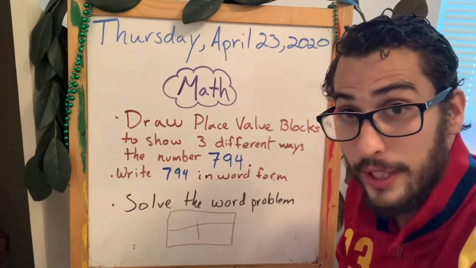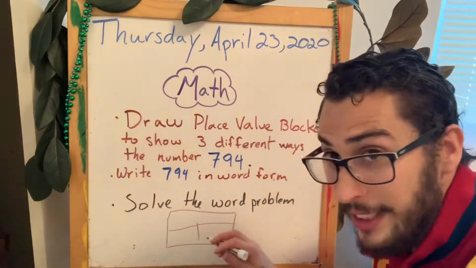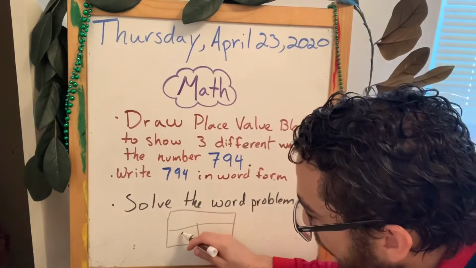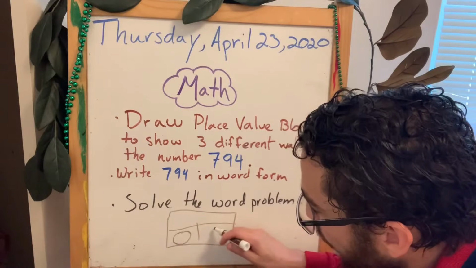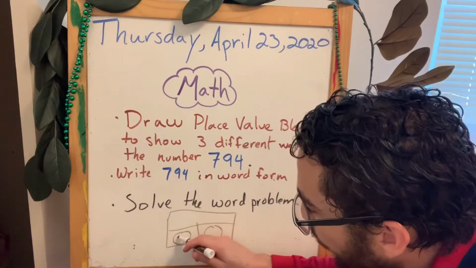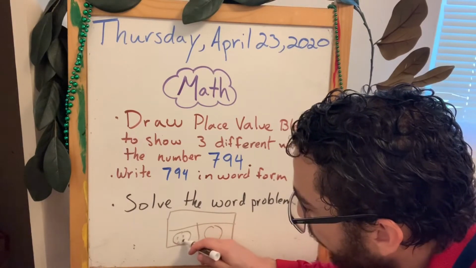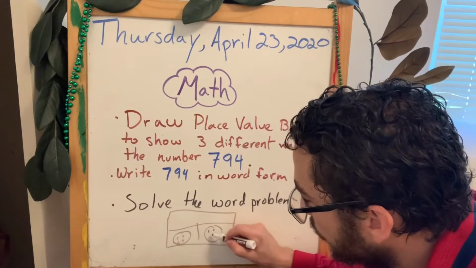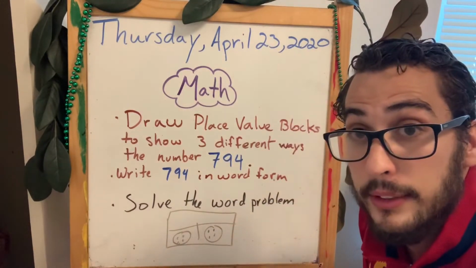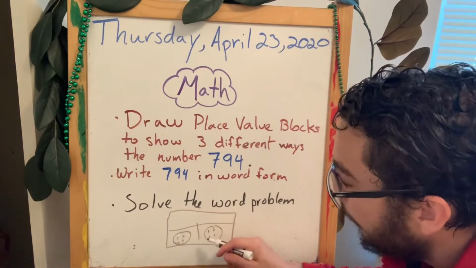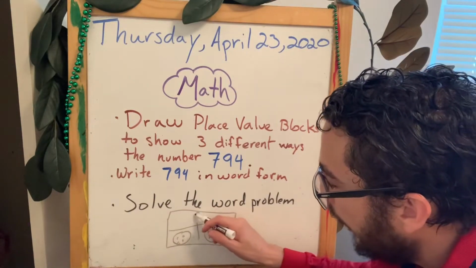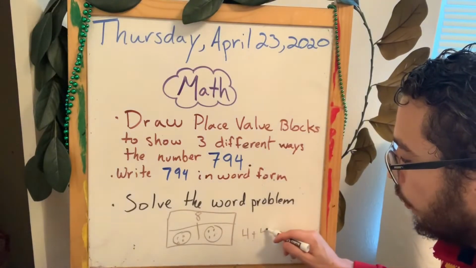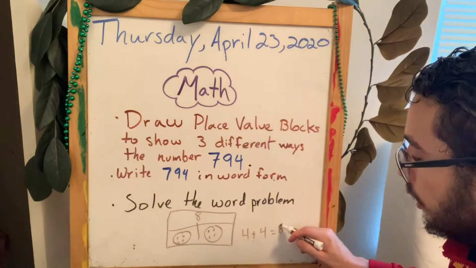Tiene 2 platos de cupcakes. On each plate, he has 4 cupcakes. Así que aquí tengo un plato, aquí tengo otro plato. And we have 1, 2, 3, 4 cupcakes. We have 1, 2, 3, 4 cupcakes. So 4 plus 4 equals 8. Así que esto sería 4 más 4 es igual a 8.